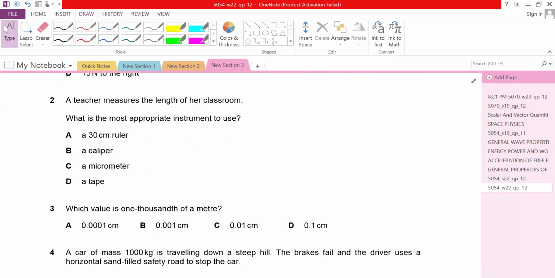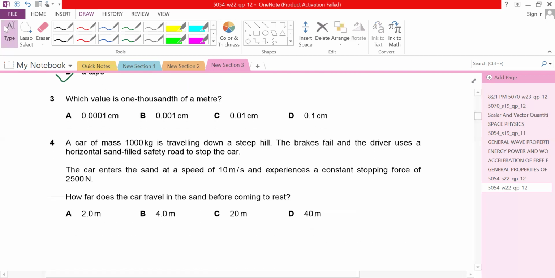Question number 2, a teacher measures the length of the classroom. What is the most appropriate instrument to use? A 30 centimeter ruler? No. A caliper? No. A micrometer? No. A tape? Yes. D option.